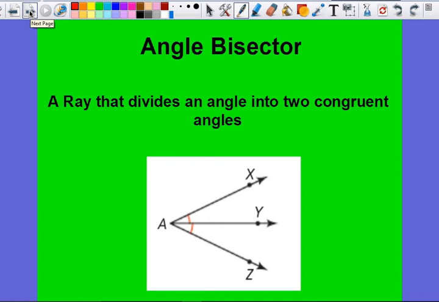Angle bisector. This is a ray that divides an angle into two congruent angles. So if you look at the picture below, the angle bisector would be this ray right here, ray AY. That is our angle bisector because it cuts the angle in half. So if I said that this is 40, then this side would also be 40, which means the whole thing would be 80. Whatever they give us for that.